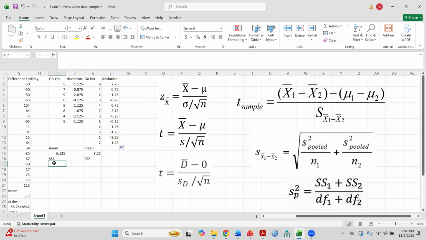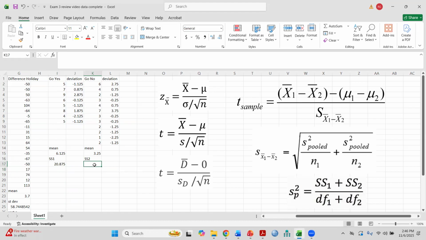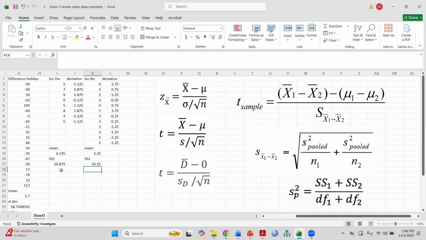We haven't calculated sums of squares, but there's a function for that. It's SUMSQ. And what that's doing is taking all the deviation scores and squaring them and adding them together. You do have to have the deviation scores. If you try to do the sums of squares on the original raw scores, you're going to get the wrong answer. So make sure you do calculate the deviation scores. SUMSQ, all these deviation scores, boom. Now we've got basically this top part figured out.